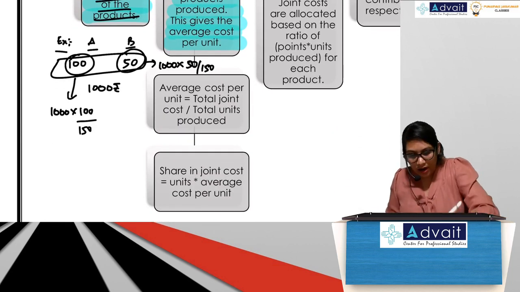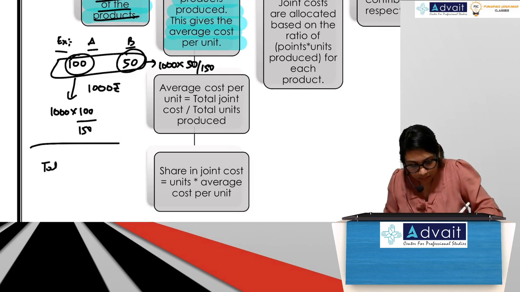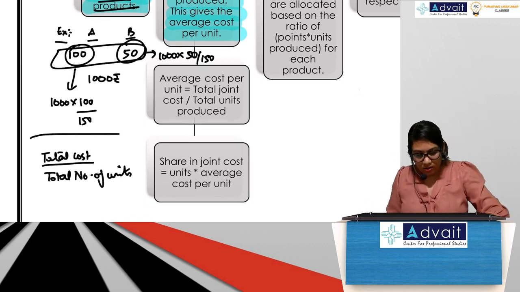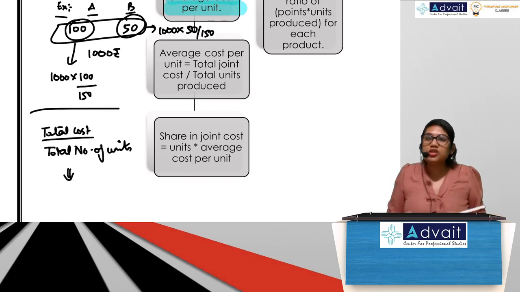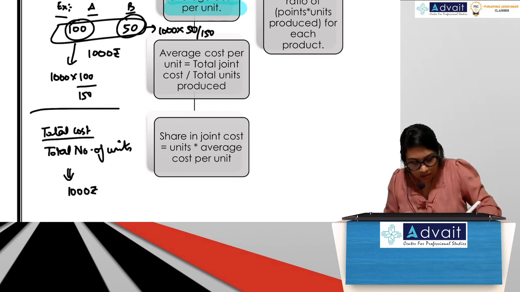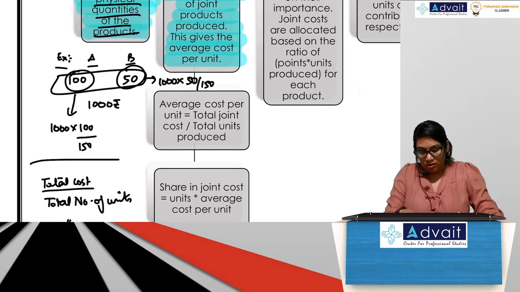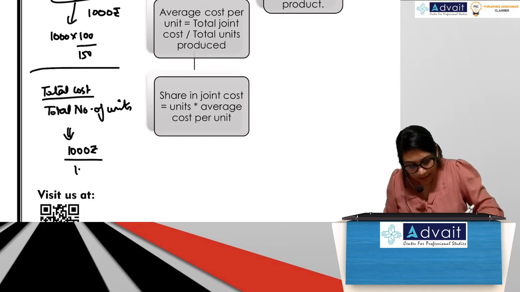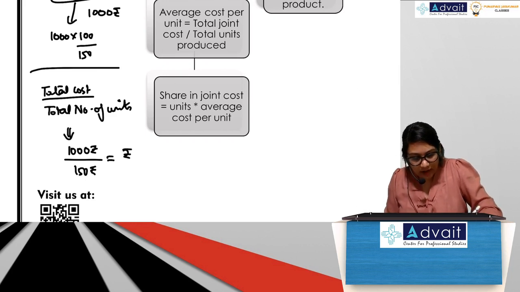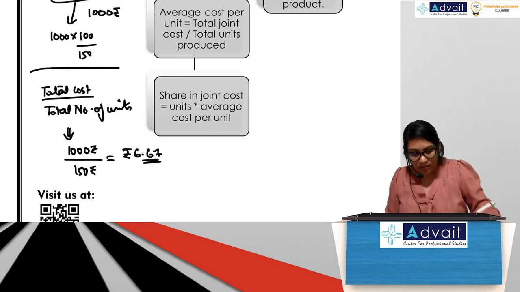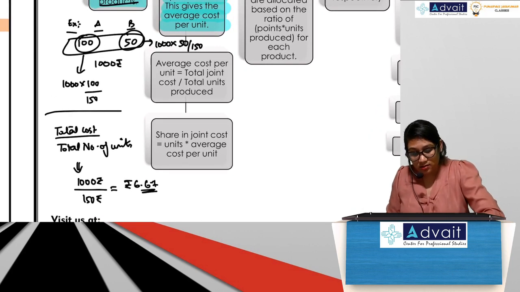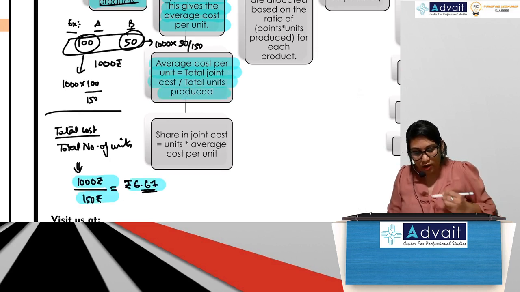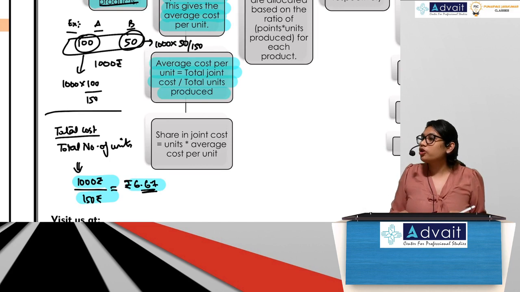So this was my example. Under average cost, what will I do? Total cost by total number of units. So how much do I get? Total cost is how much? 1000. Total number of units how much? 150. So you divide. How much do you get? 6.67. Now see, I've given the formula: average cost per unit is total joint cost divided by total number of units produced. So I've got my average joint cost per unit.